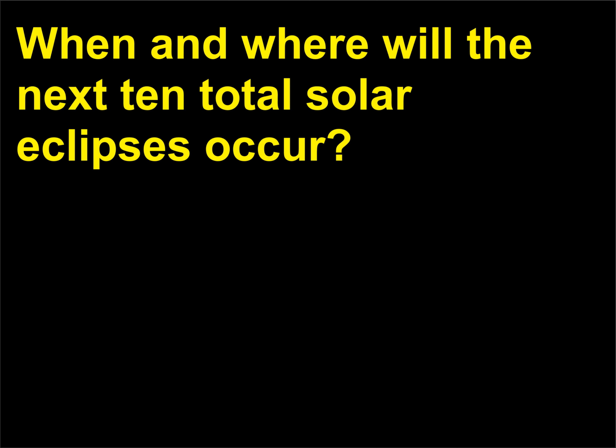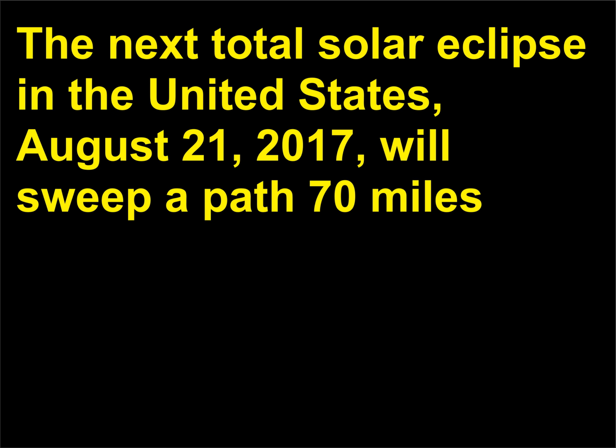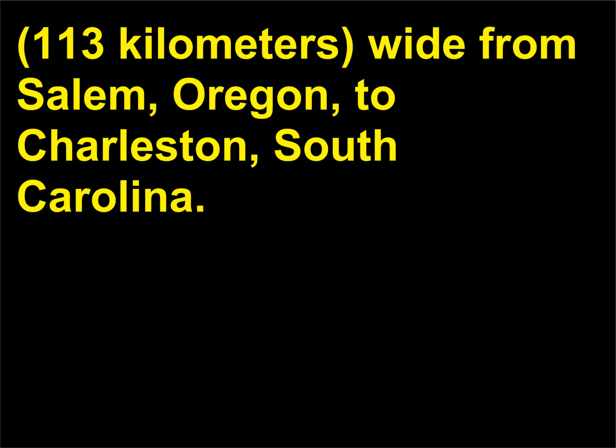When and where will the next 10 total solar eclipses occur? The next total solar eclipse in the United States, August 21, 2017, will sweep a path 70 miles, 113 kilometers, wide from Salem, Oregon, to Charleston, South Carolina.